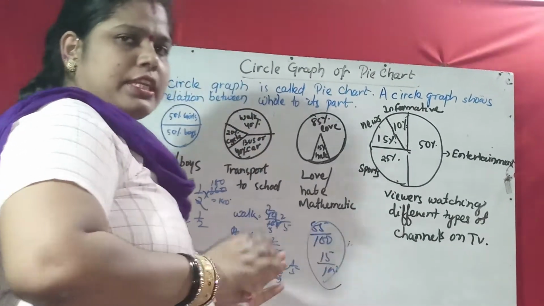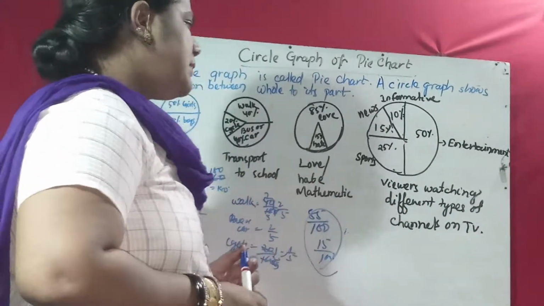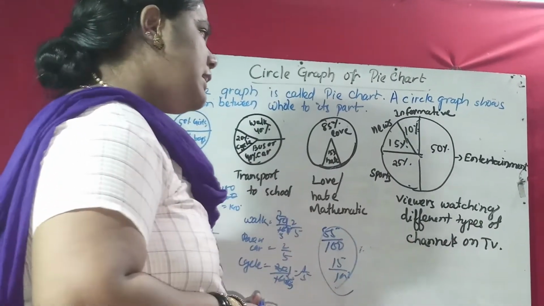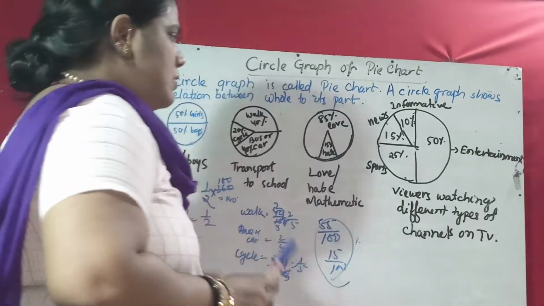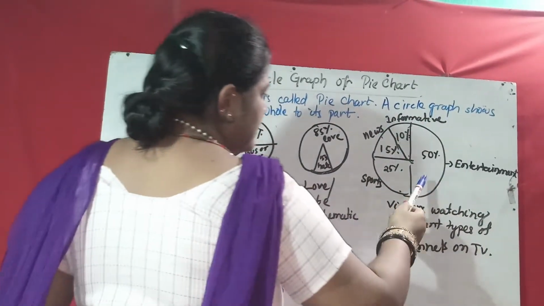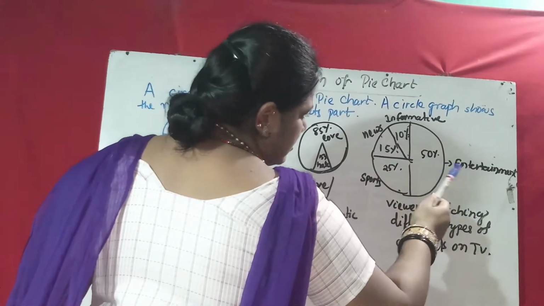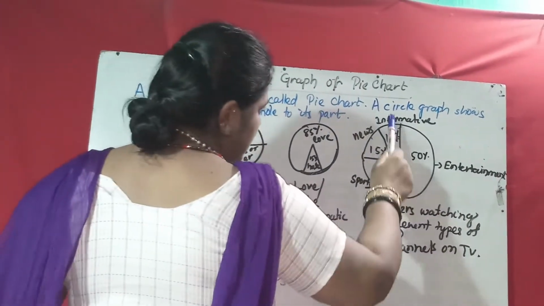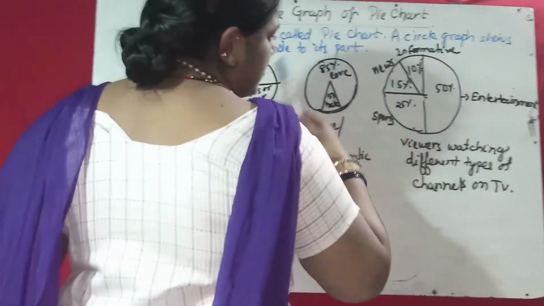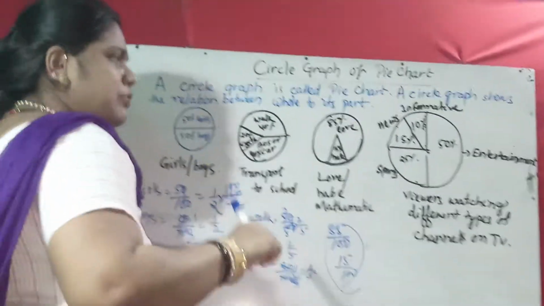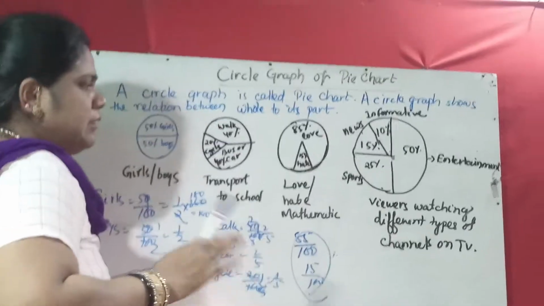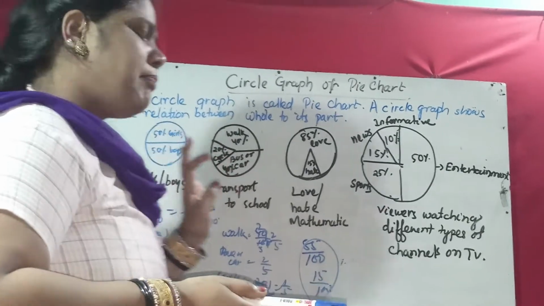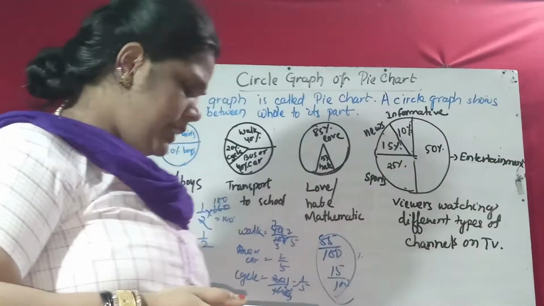Then second is viewers watching different types of channels on TV. In TV, different types of channels are given. Entertainment 50%. Entertainment means all films, music channels. Generally more people like those channels, so half of the people like entertainment. Informative 10%, Discovery channels and such. News 15%. Sports 25%. Proportion same thing, 50 by 100, 10 by 100, 15 by 100, 25 by 100. And degrees you will find as 25 by 100 into 360 degrees.